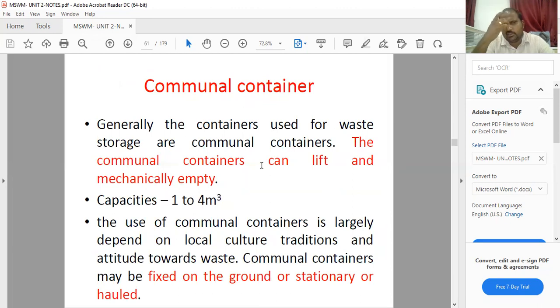The third one is the communal container. Generally, the containers used for waste storage are communal containers. The communal containers can be lifted and mechanically emptied. The capacity of a communal container is 1 to 4 cubic meters. The use of communal containers largely depends on the local culture, tradition, and attitude towards waste. Communal containers may be fixed on the ground, stationary, or hauled.